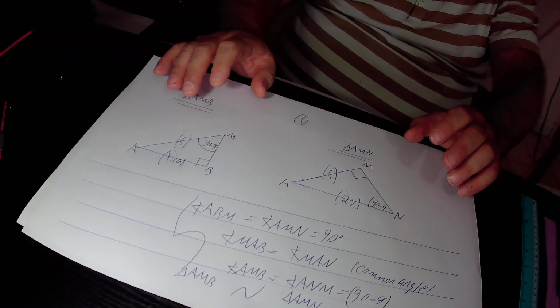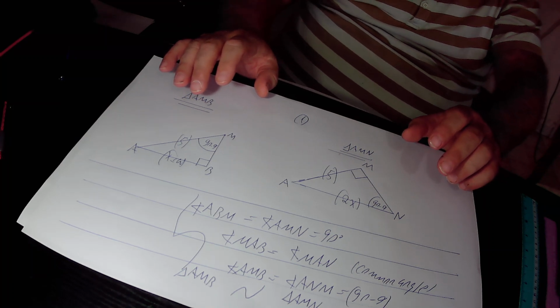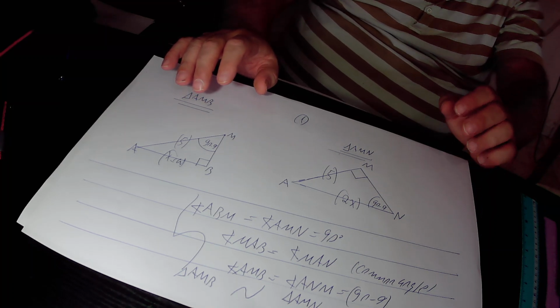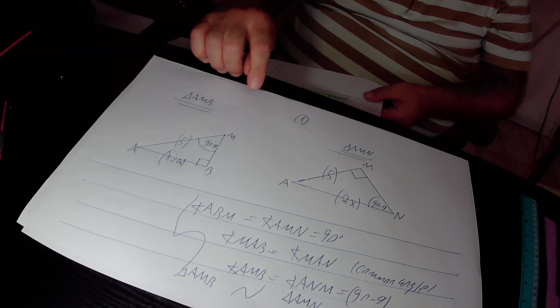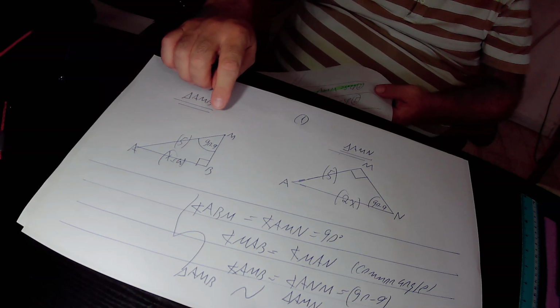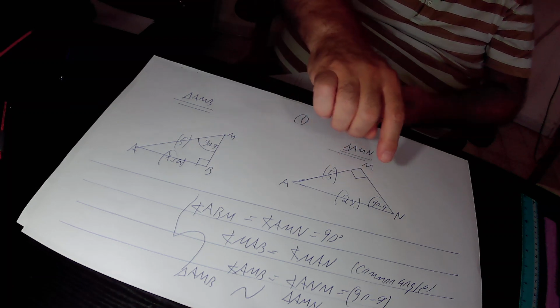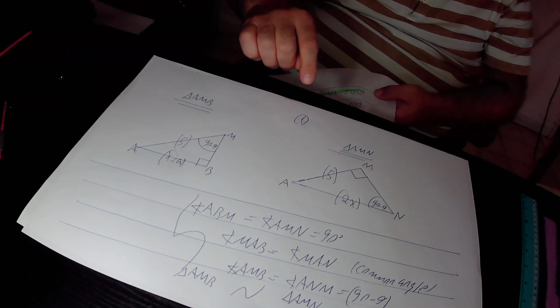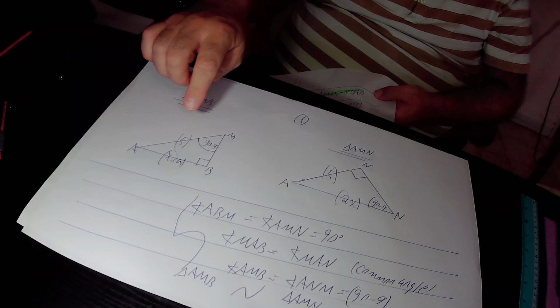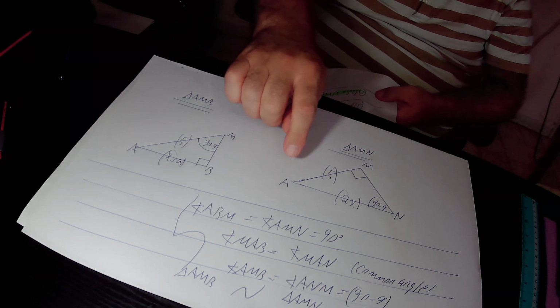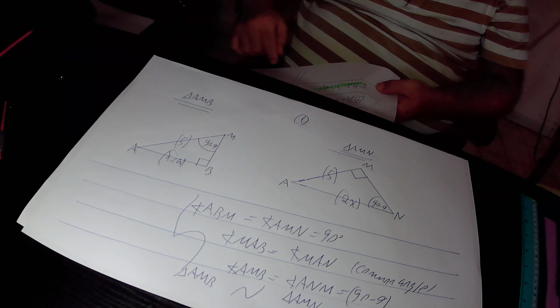And from the fact that those two right triangles are similar to each other, we derive the following relationship between their sides. Side AM of the right triangle AMB over side AN of the right triangle AMN is equal to side AB of the right triangle AMB over side AM of the right triangle AMN.